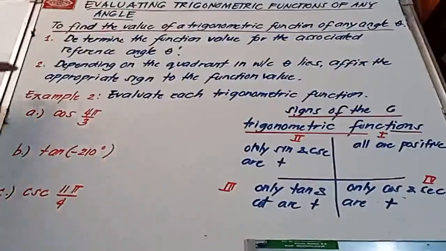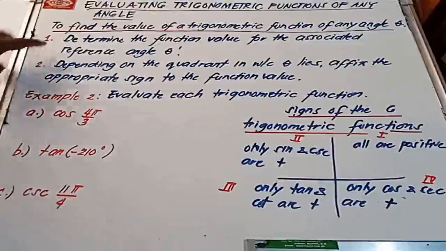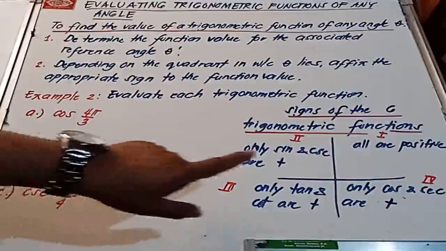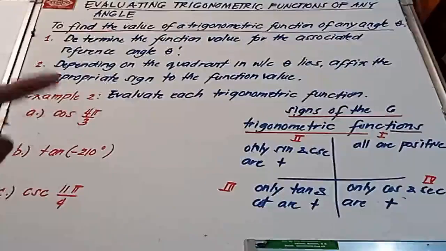The second is, depending on the quadrant in which theta lies, affix the appropriate sign to the function value. So, ibig sabihin, lalagyan natin kung anong sign yung ating given na trigonometric function para ma-evaluate yung angle of that function. So, right after makuha si reference angle, mag-a-affix tayo ng sign dun sa ating function value depending kung saang quadrant yung ating angle in standard position.